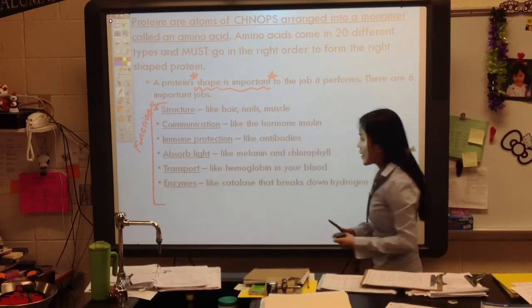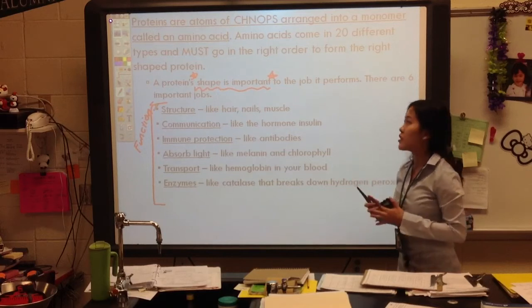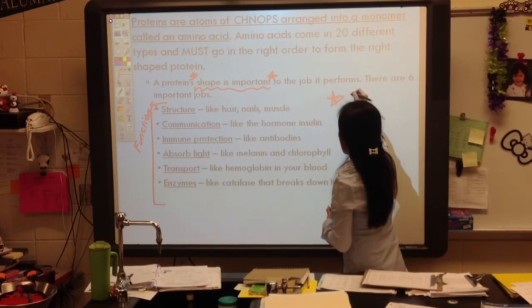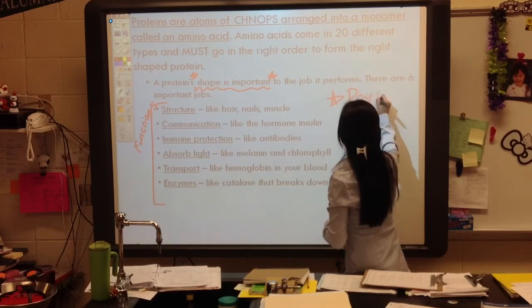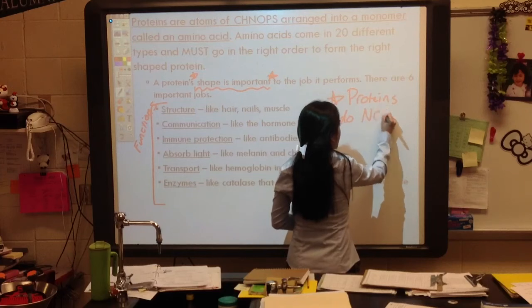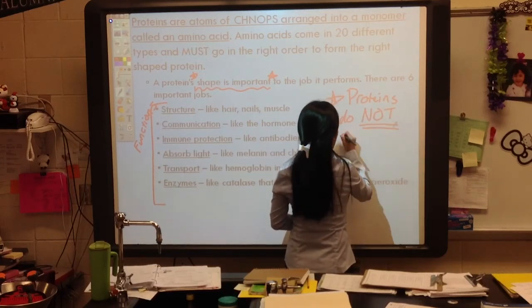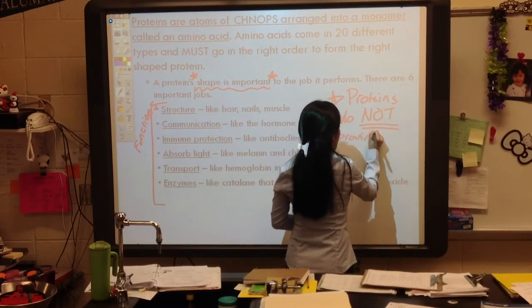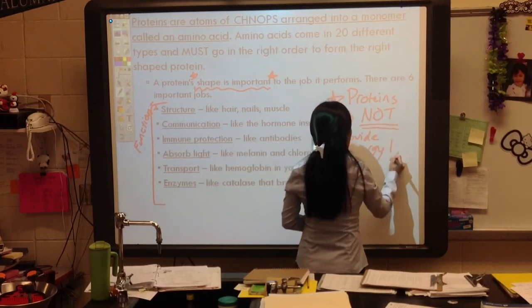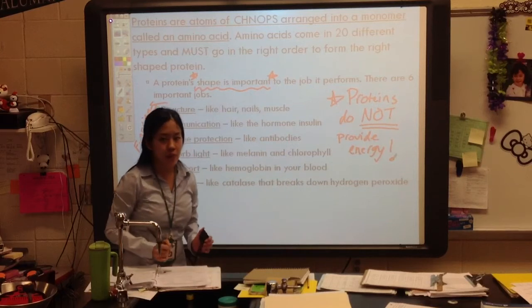But one other big thing that you need to know about proteins, and I want you to write this really big, is that proteins do not provide energy. Lots of times we get this mixed up. They do not provide energy.